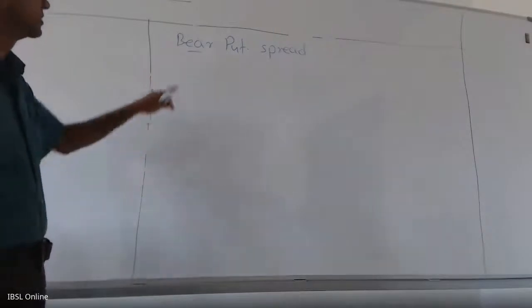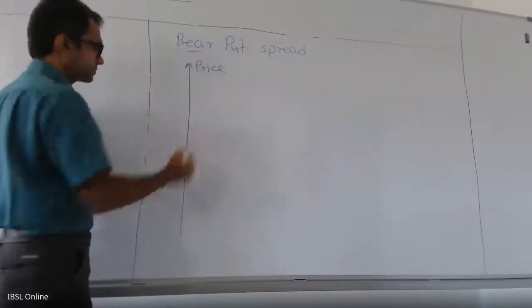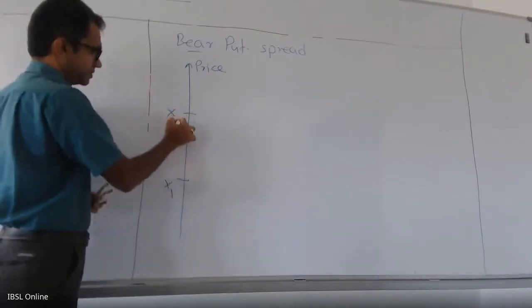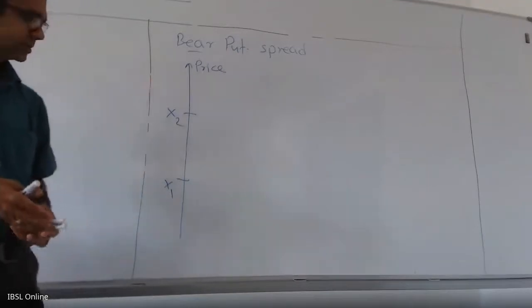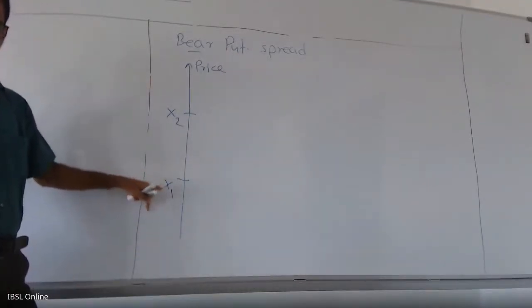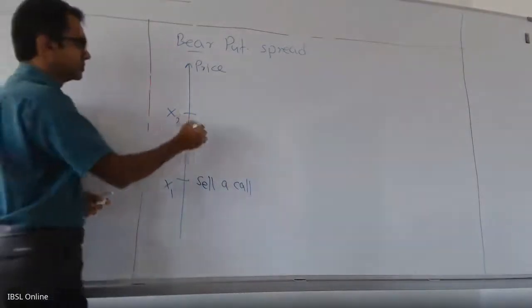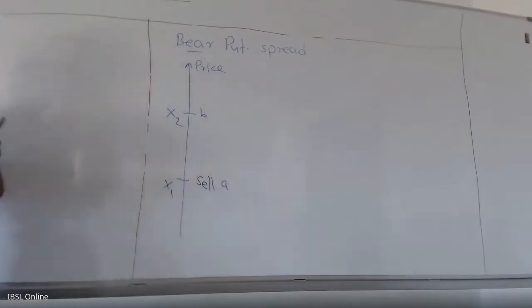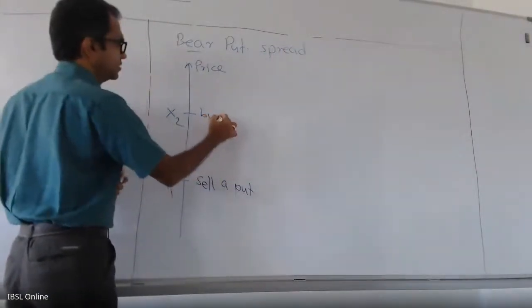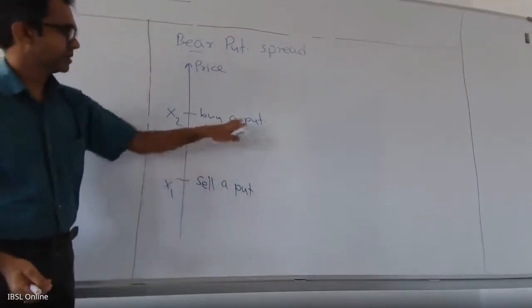Okay, so the bear put spread. This is the price. Again, two strikes, lower strike and higher strike. Now we are going to use put options instead of call options. What do you do here? At the lower strike, X1, you sell a put. At X2, you buy a put. If it were a bear call spread, you would sell a call here and buy a call there.